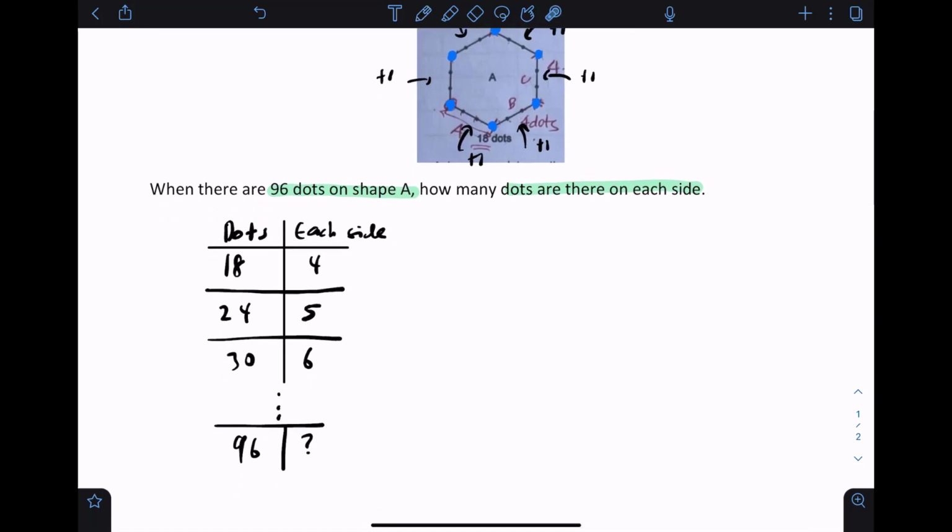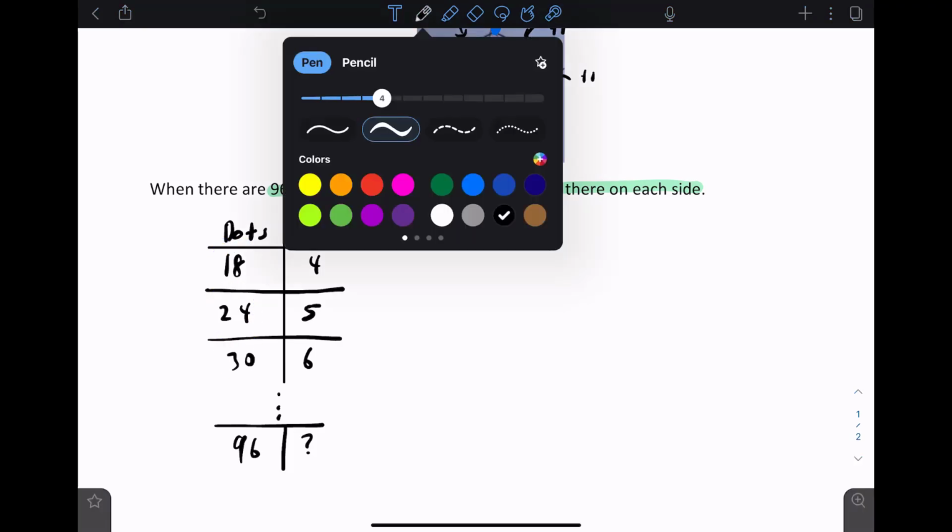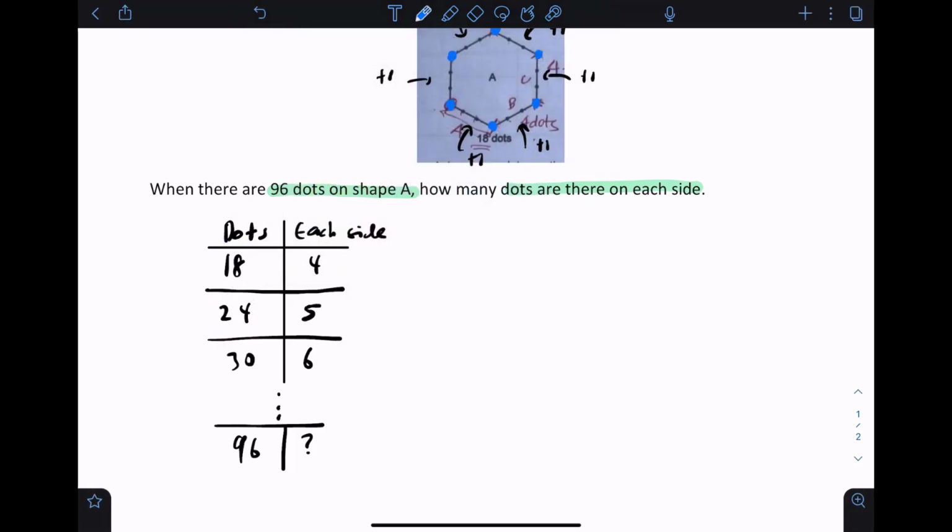The important thing to realize is that all these are multiples of 6. So this is again number patterns. 18, for example, is 3 times 6, 24 is 4 times 6, 30 is 5 times 6, so on and so forth until you hit 96, which is 16 times 6. All these dots are multiples of 6.